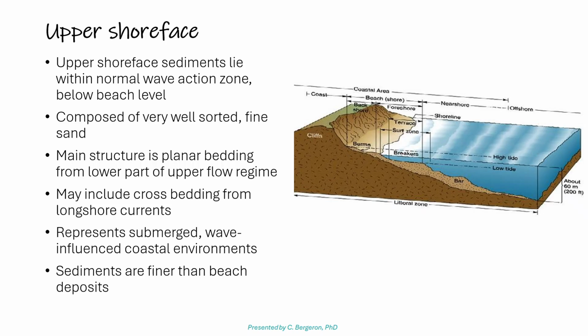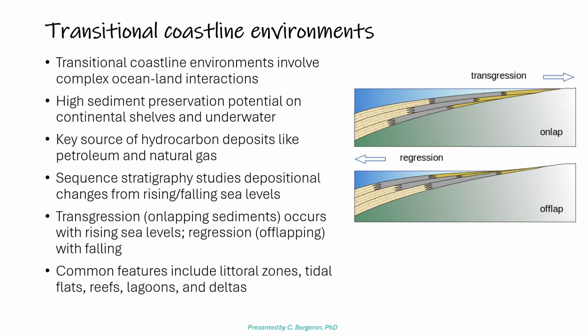The upper shore face environment contains sediments that are within the normal zone of wave action but still submerged below the beach environment. And these sediments usually consist of very well sorted fine sand. The main sedimentary structure here is going to be planar bedding, which is consistent with the lower part of the upper flow regime.